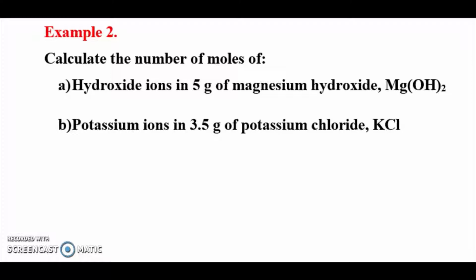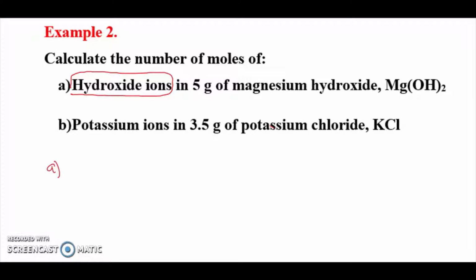In the first case, take note, we are calculating the number of moles of hydroxide ions. We want to calculate the number of moles of hydroxide ions in the compound magnesium hydroxide. So the first thing we have to do is calculate the number of moles of magnesium hydroxide, and we know how to do that already. So let's get started.